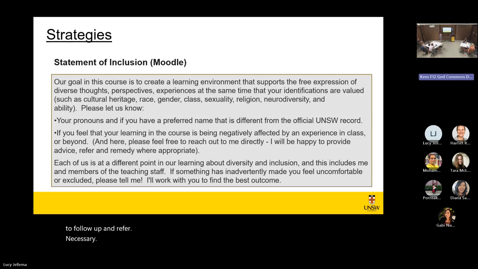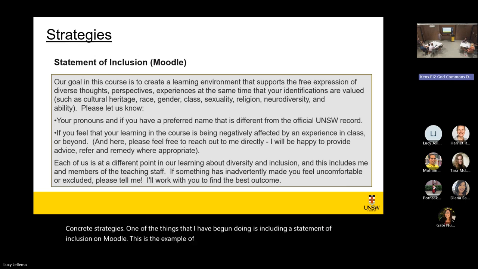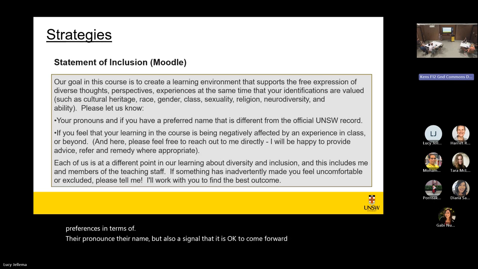Concrete strategies. One of the things that I have begun doing is including a statement of inclusion on Moodle. This is the example of the one that I use. It is a signal to students right from the start that there is a space for them to claim themselves and to articulate their preferences in terms of their pronouns, their name, but also a signal that it is okay to come forward and be acknowledged.